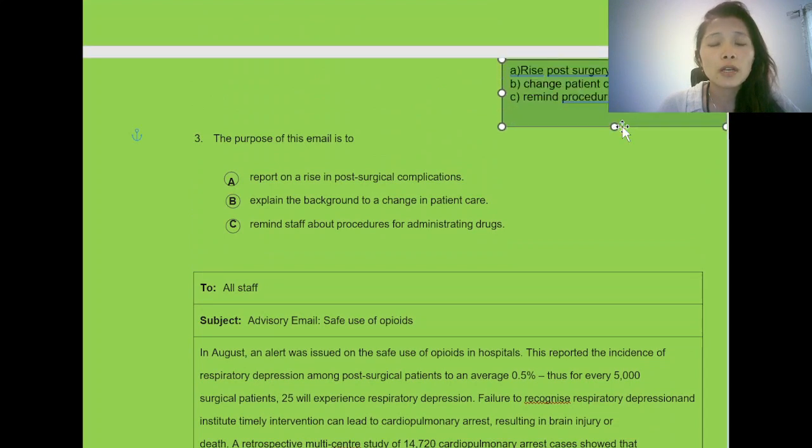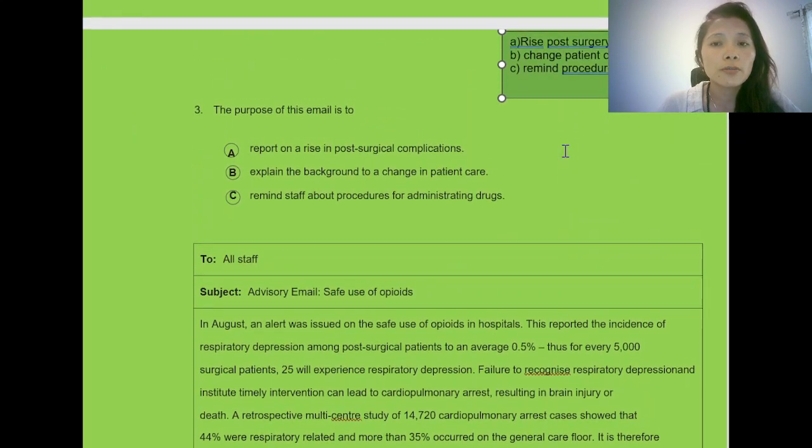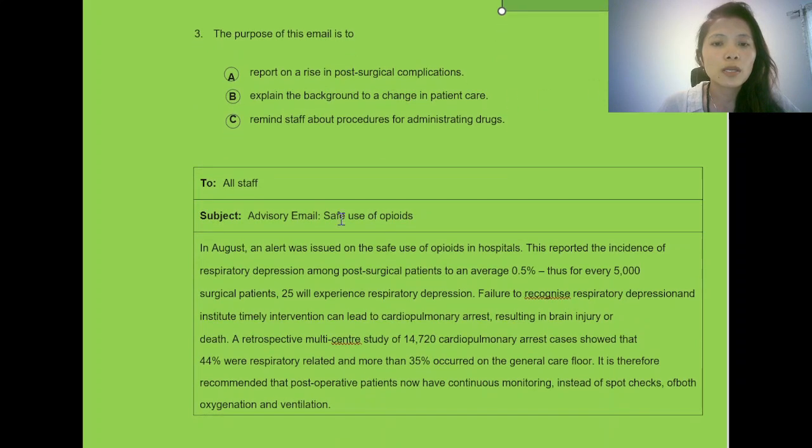So my point, I always told you to paraphrase yourself, keep it in mind, and jump to the explanation. In my opinion, my paraphrasing is: rise in the post-surgery problems, change in patient care, remind the procedure for drug administration. So what is the topic? It is the safe use of opioids. Opioid is one of the narcotic drugs. So it is a mail for all the staff.